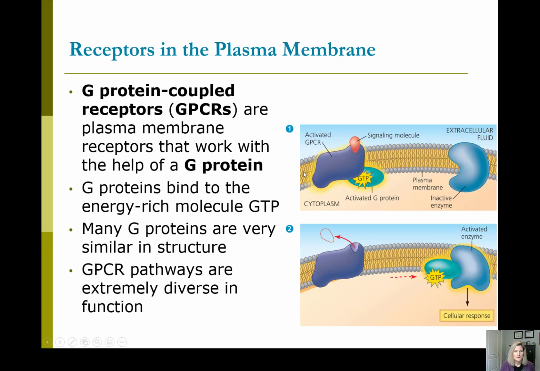So these GPCR pathways are very diverse in function. They can elicit all sorts of different reactions. In this case, you can see how this particular GPCR, once it receives the ligand, is going to activate a G protein. And that G protein is going to then move inside the cell membrane to activate some sort of enzyme right here to initiate a cellular response. So there's a diversity of functions that can result from this.